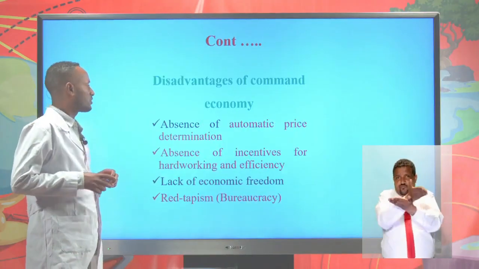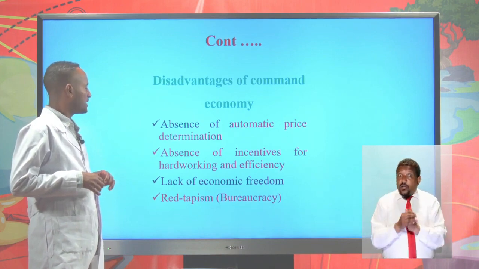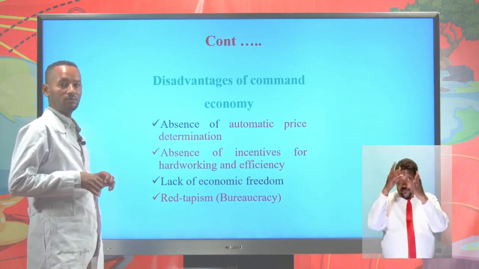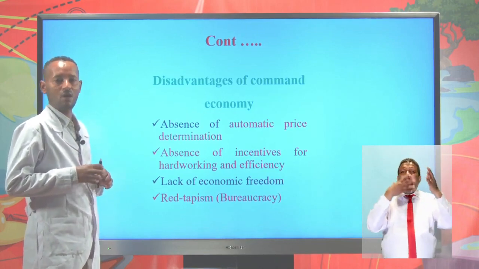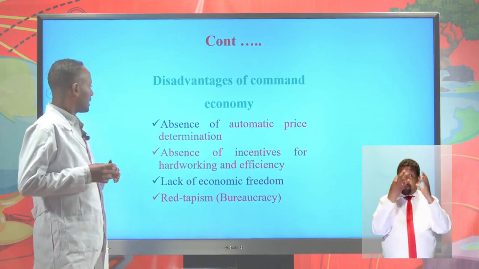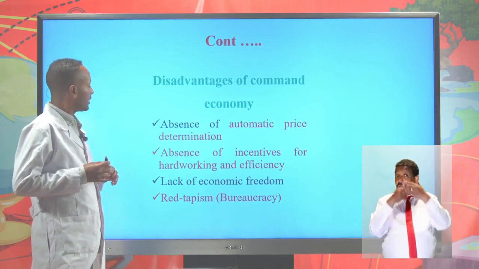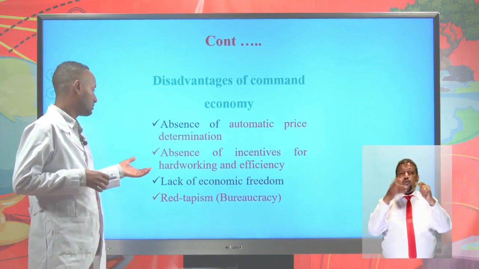When we see the disadvantages of the command economy system, there is absence of automatic price determination. Under the capitalist economy system, demand and supply of commodities determine the price. But under the command economy system, there is no automatic price determination.